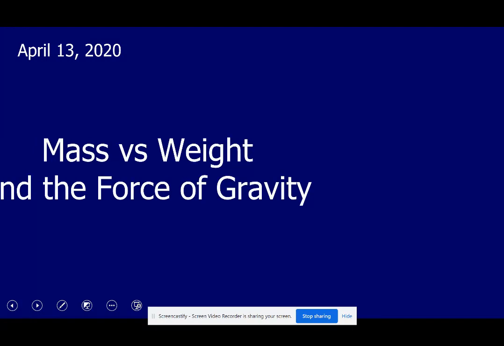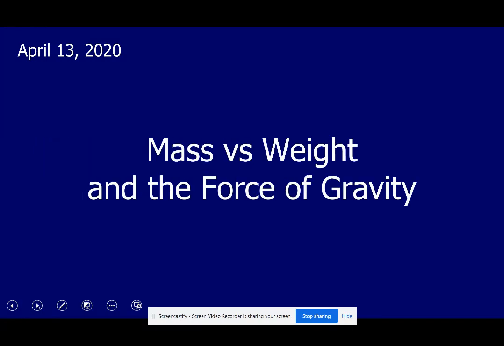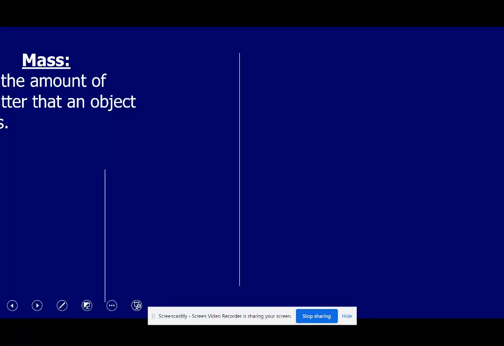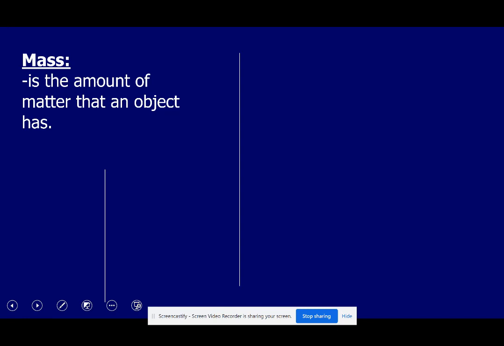All right, one of today's lessons is on mass, weight, and the force of gravity. If you're thinking about how to organize your note here, it's going to be mass on the left and weight on the right. They are different quantities. Mass is the amount of matter that an object has. It's measured in kilograms. Can also be defined as an object's inertia.